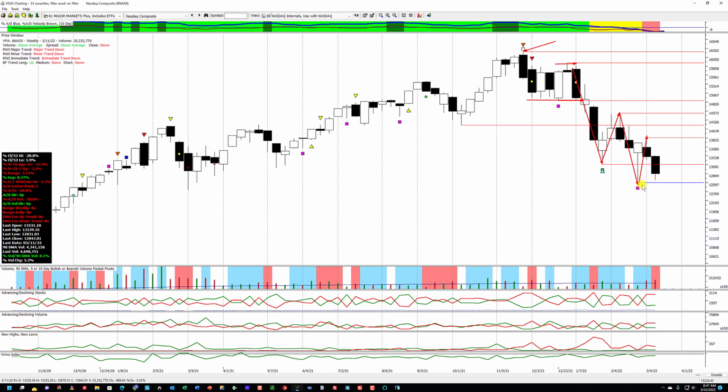That is not a closing high. I shouldn't have drawn that in there. So we don't have a higher high on this weekly chart. So on the weekly chart, it's clearly in a downtrend. Okay, let's get out of here.